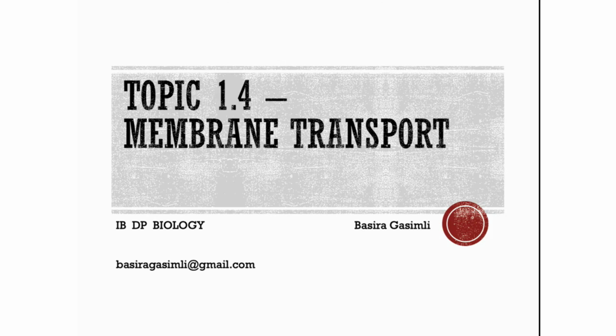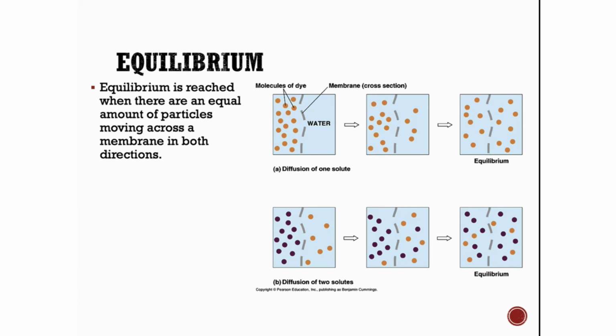Today our topic is going to be membrane transport part 2. In the previous lesson we learned about diffusion, osmosis, endocytosis and exocytosis. Today we're going to learn facilitated and active transport. First of all, let's start with equilibrium, revise it.